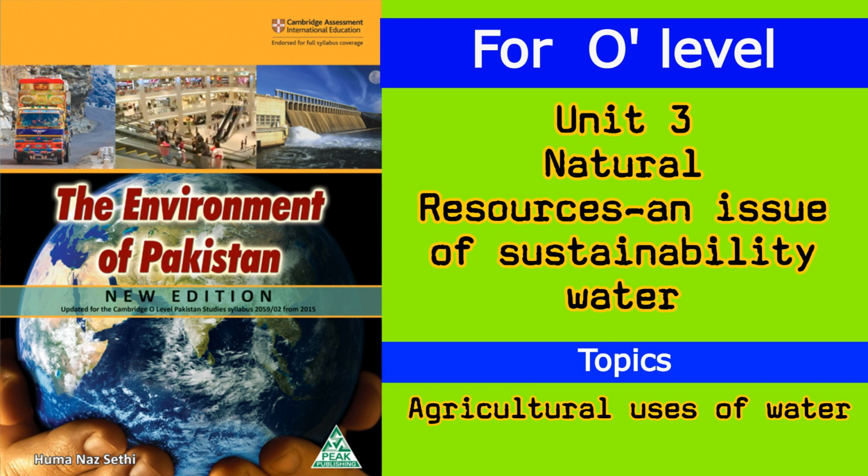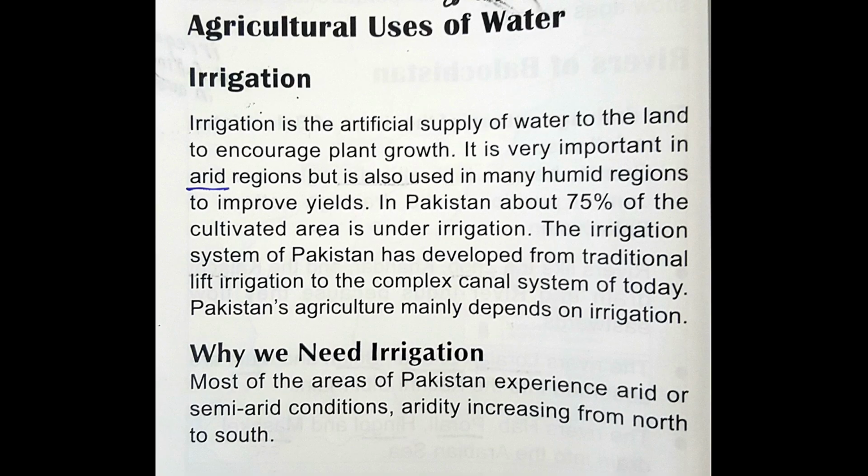Dear students, in the previous lesson we were discussing the uses of water and we discussed industrial uses of water. Today we will discuss agricultural uses of water. So we start our lesson. You are supposed to open page number 54 from your book and read and understand agricultural uses of water. First of all, we will read about irrigation.